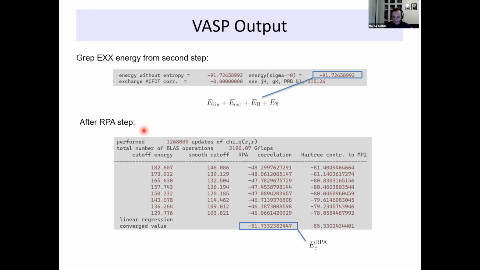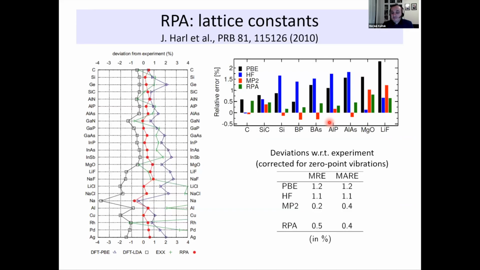Now, after the RPA step, the OUTCAR will contain a block of data that looks like so. VASP actually calculates the RPA integral for a series of different cutoffs given in this column, and it uses the corresponding RPA correlation energy values to extrapolate to infinite cutoff. This infinite cutoff value, together with the energy of the exact exchange step, gives you the total energy of the random phase approximation. Now, what can you expect from the results?